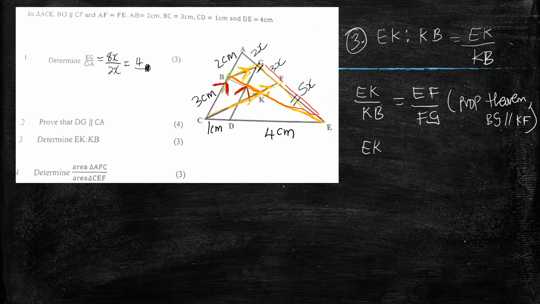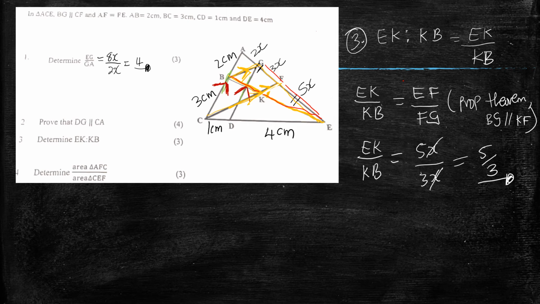Very simple. EK over KB will be equal to EF. What is our EF? It's 5x. So it's very important, after calculating the previous questions, to write whatever value those lengths are equal to, so that it can be easy for you to calculate the next question. So after calculating the previous one, go and fill up your diagram so that it can be easy for you to identify that. What is FG? FG is 3x there, so x and x will cancel. This will give us 5 over 3, so it will be 5 over 3 there.